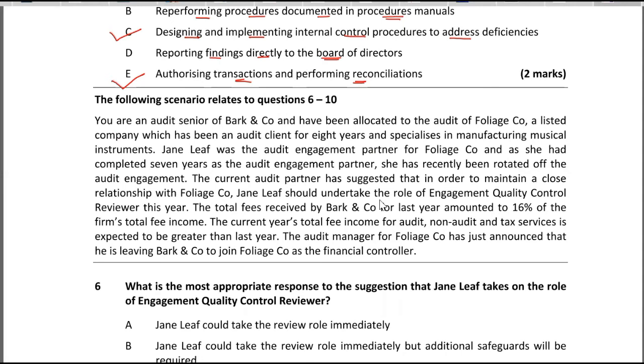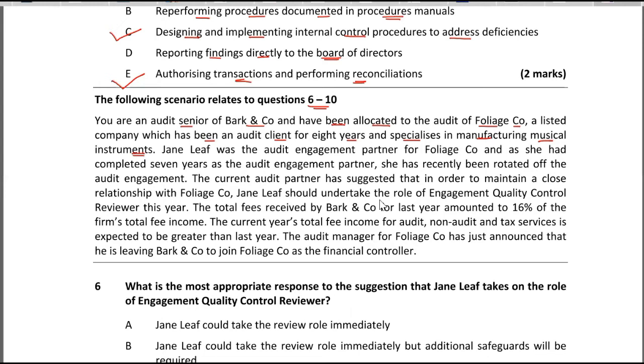Now, the following scenario relates to questions 6 to 10. You are an audit senior of Bark and Company and have been allocated to the audit of the Foliage Company, a listed company which has been an audit client for 8 years and specializes in manufacturing musical instruments. Okay, so the client we are auditing is from the last 8 years.